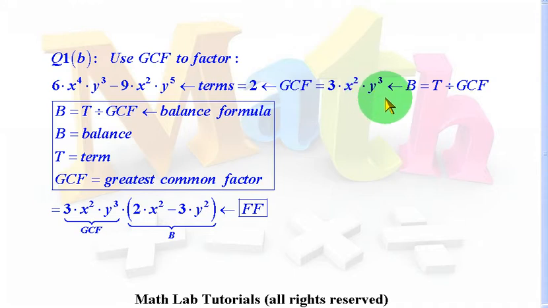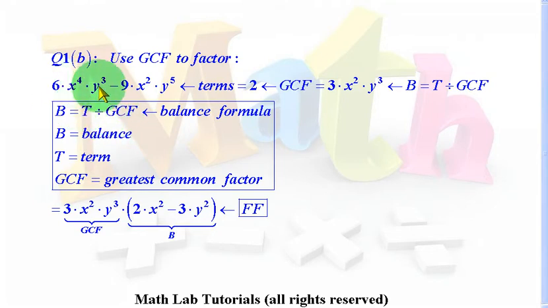Okay, so over here I indicate that the balance is always the term divided by the GCF. So here's a little legend over here. The balance is always the term divided by the GCF. I call this a balance formula. B stands for balance, T stands for term, and GCF stands for greatest common factor. So there's a GCF over here. We found it up here. We drop it down. Our mission is to find the balance, B. To find the balance, you do term divided by GCF.